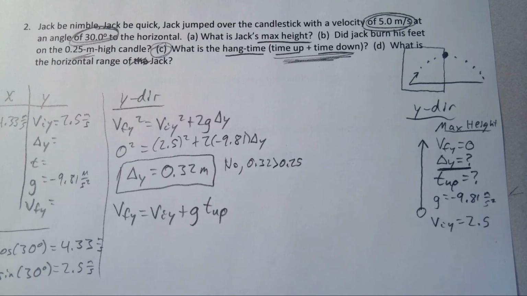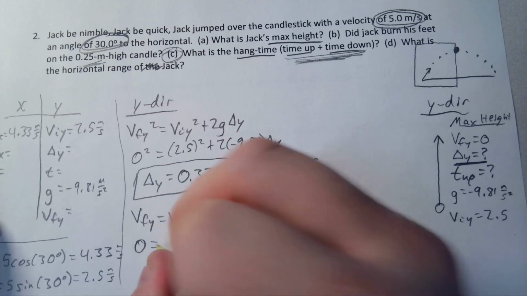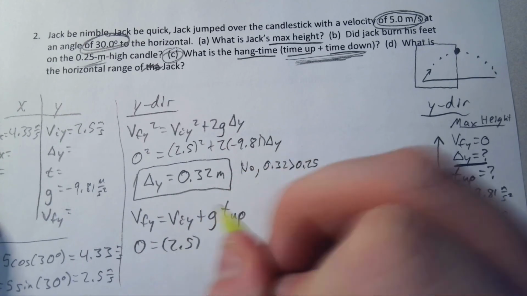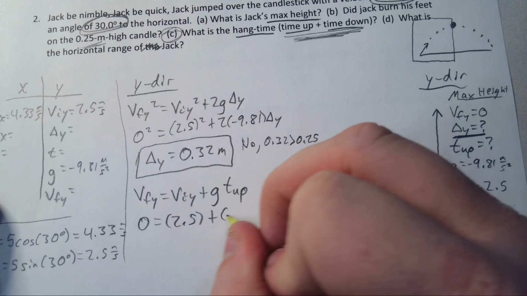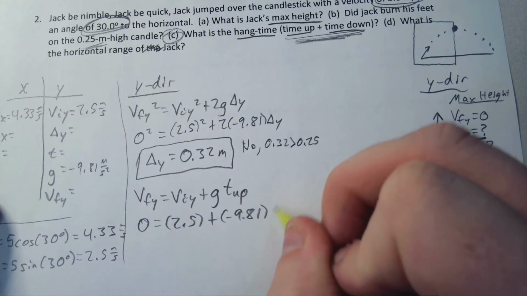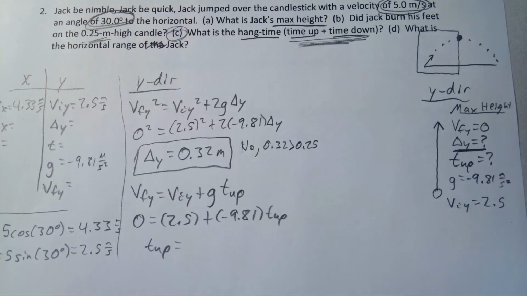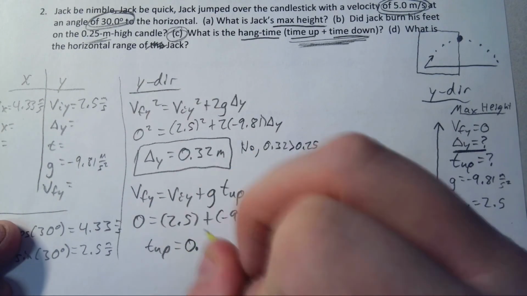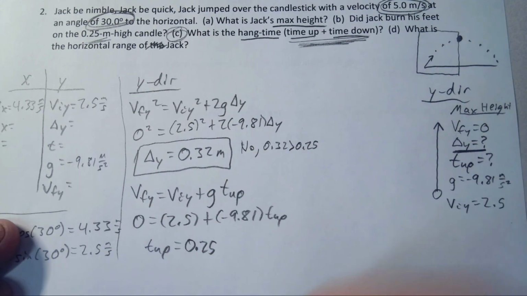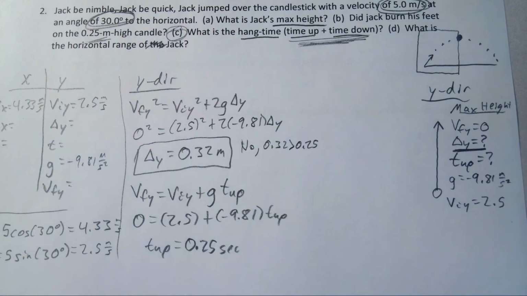How do you find the total once we find the time up? Yep, you just double it. So 0 equals 2.5 plus negative 9.81 time up. If we round to 2 decimal places, it comes out to approximately 0.25 seconds. But that's not what it's asking for.